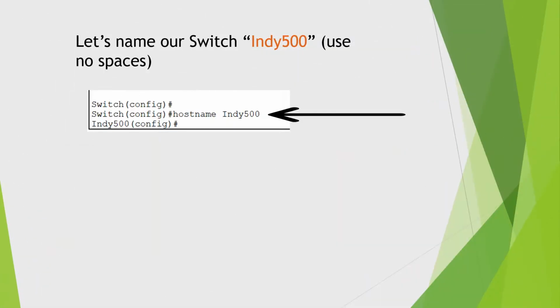So for instance, we'll name our switch ND500. We'll put it in configuration mode, and we'll type in hostname, space, and then ND500, and as you can see, it changed the switch's name to ND500, and then it's got config pound, and you're still in global configuration mode.